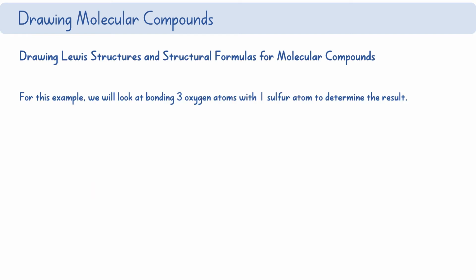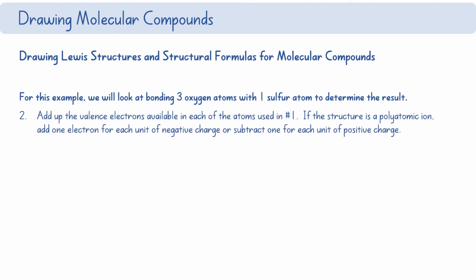As we said, we're going to use 3 oxygen atoms and bond them with 1 sulfur atom to see the results. To do this, we're going to add up the valence electrons available in each of the atoms as we've set them up in number 1. If the structure is a polyatomic ion, add 1 electron for each negative charge or subtract 1 for each positive charge.